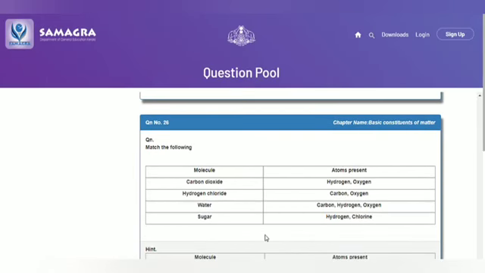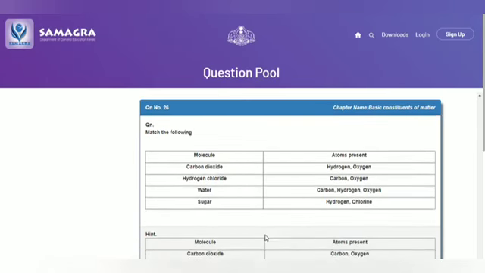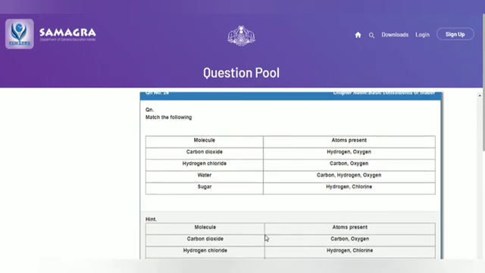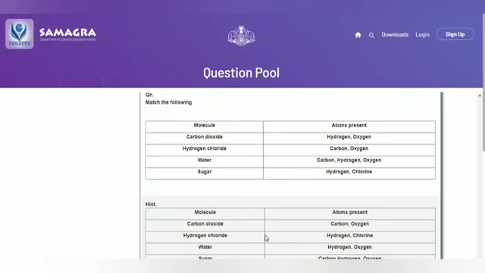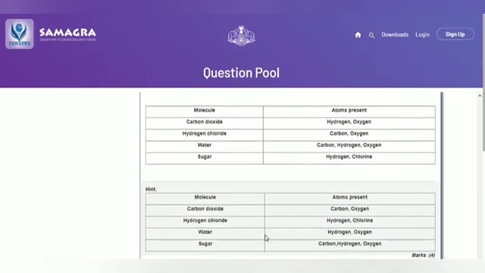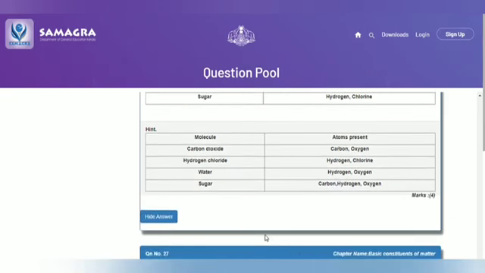Next, question 26. Molecules and atoms present are given, but in a disorderly way, and we have to write them in order. Carbon dioxide: carbon and oxygen. Hydrogen chloride: hydrogen and chlorine. Water: hydrogen and oxygen. Sugar: carbon, hydrogen and oxygen.